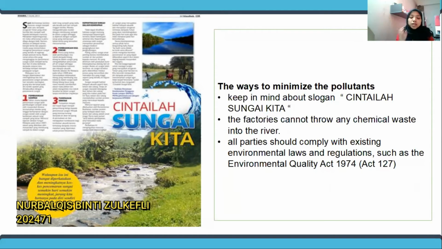So last but not least, all parties should comply with existing environmental laws and regulations such as the Environmental Quality Act 1974 (Act 127).